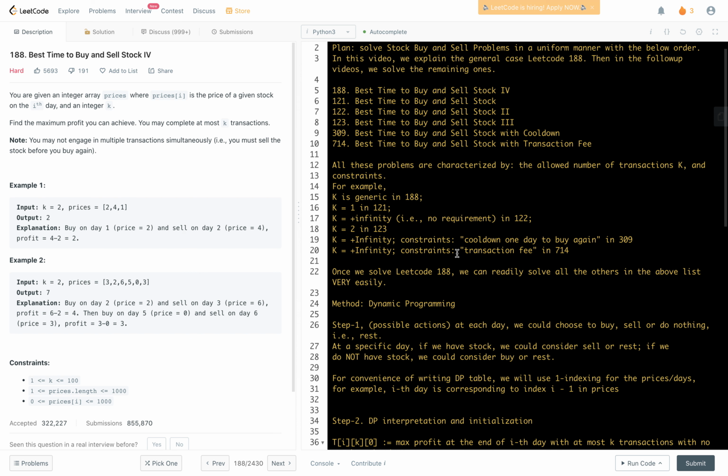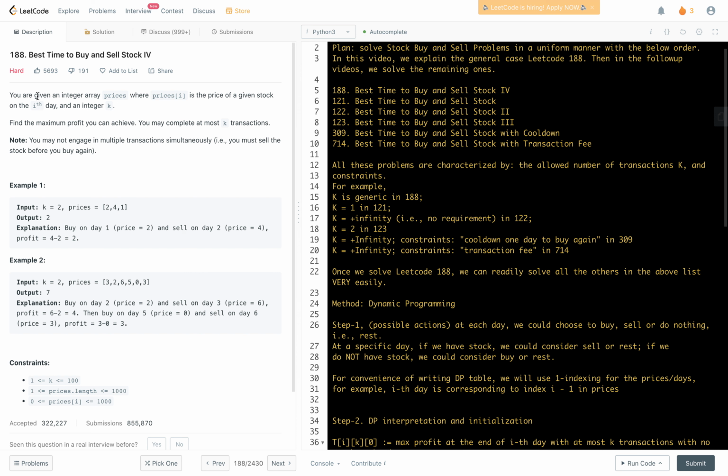In problem 309, K is positive infinity, and the constraint is the following. We need to cool down 1 day to buy again. And in problem 714, K equals positive infinity, and the constraint is to pay a transaction fee, right? So these are the set of problems we are going to address. Now we want to comment: once we solved problem 188, then we can readily solve all the others in the above list very easily.